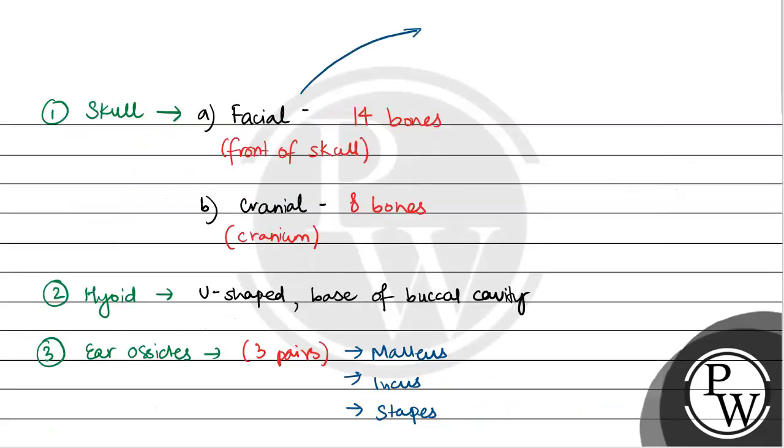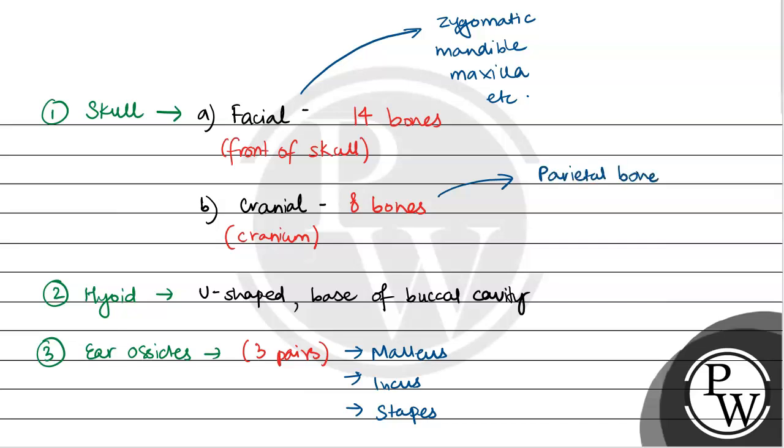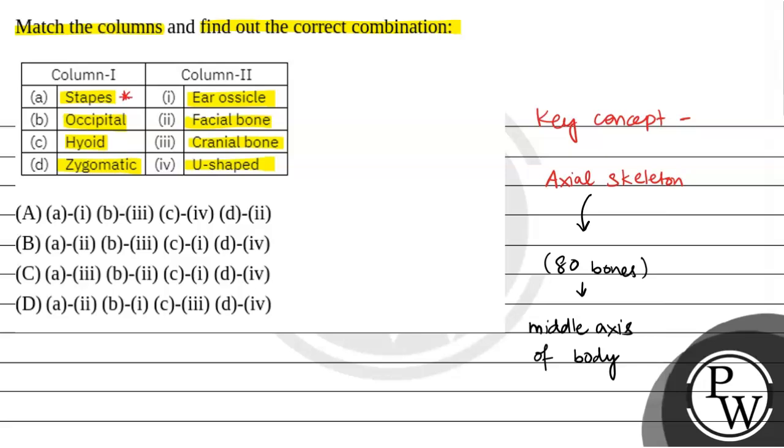Further, जो facial bones होते हैं उसके examples होते हैं zygomatic bone, mandible, maxilla, etc. और cranial bone के examples होते हैं parietal bone, temporal bone, frontal bone, occipital bone, etc. So coming back to the question, सबसे पहले option दिया है stapes.